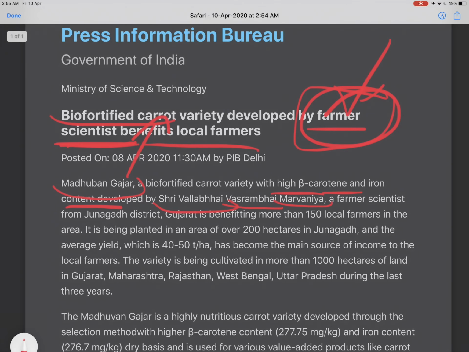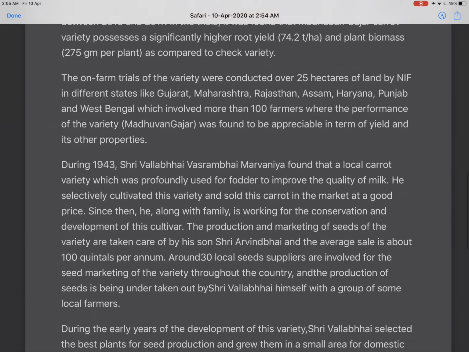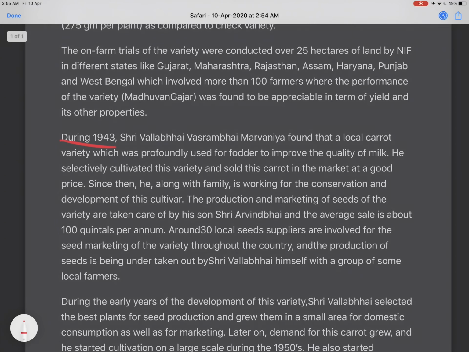Alright, the entire story of its development is itself very interesting. So what happened was, in 1943, the farmer found that a local carrot variety which was used for fodder improved the quality of milk.